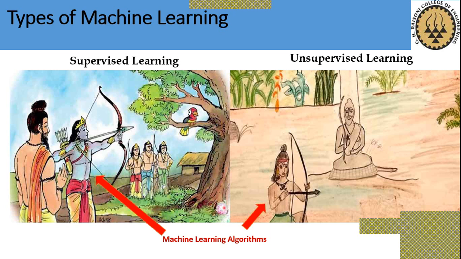So in a supervised machine learning algorithm, you have to provide some instruction from outside, and your algorithm will work as per your instruction. While in unsupervised machine learning, there is no input from the outside. The algorithm itself learns from the data and gives the output. Let us see some examples.